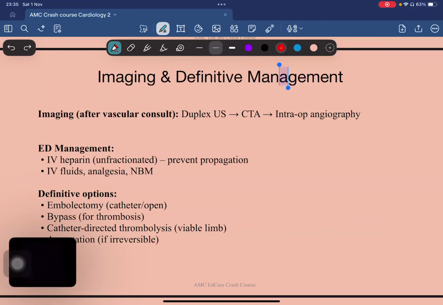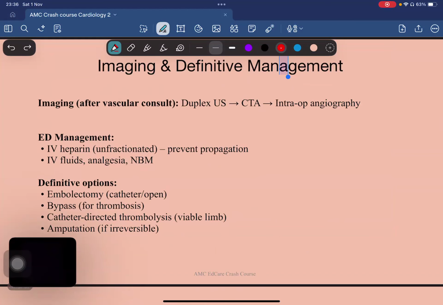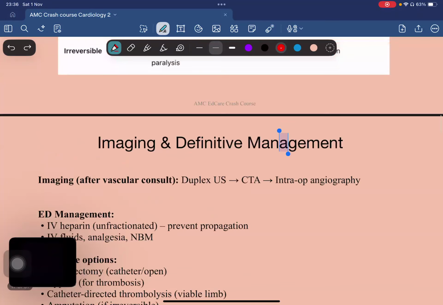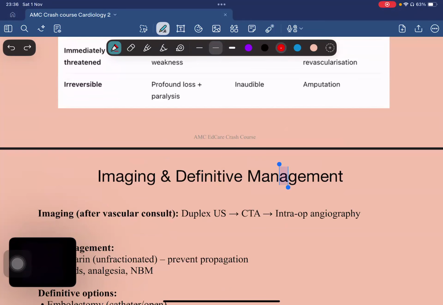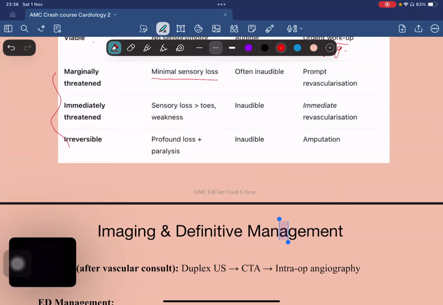Okay. So next we are going to talk about the imaging and definitive management. What I would remember is once the patient is stabilized and the vascular surgeon is involved, we can go for imaging options like duplex ultrasound, then CT angiography, and go for intraoperative angiography. Just remember from the above chart that you should not delay revascularization for threatened limbs.